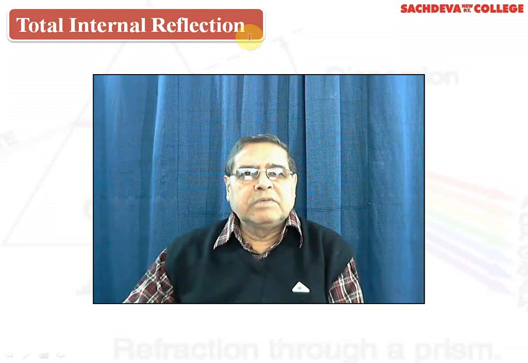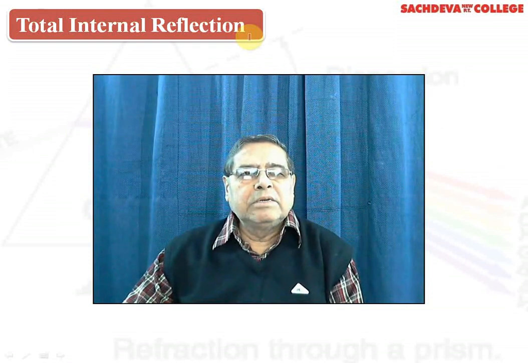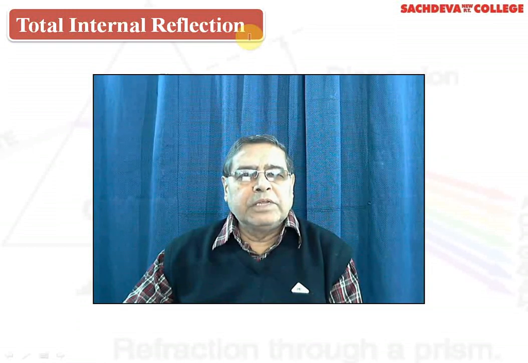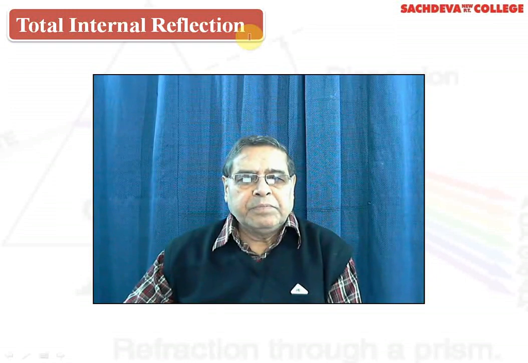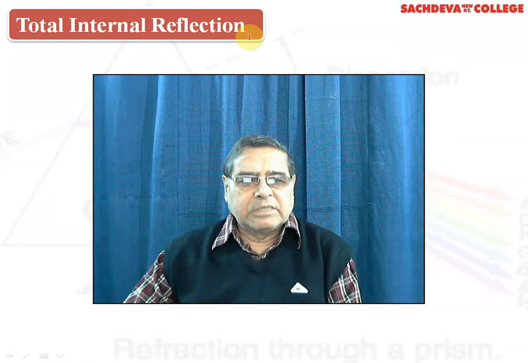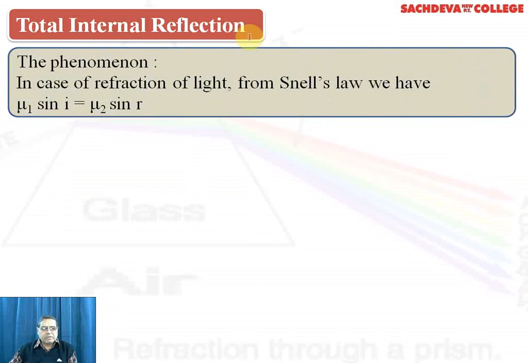And in the third case, we find that light moving in the denser medium strikes a point on the free boundary and gets reflected in the same medium. Now, this is called total internal reflection. This will now be conveyed by a figure and the concept. So, we are coming to the main concept and the figure.